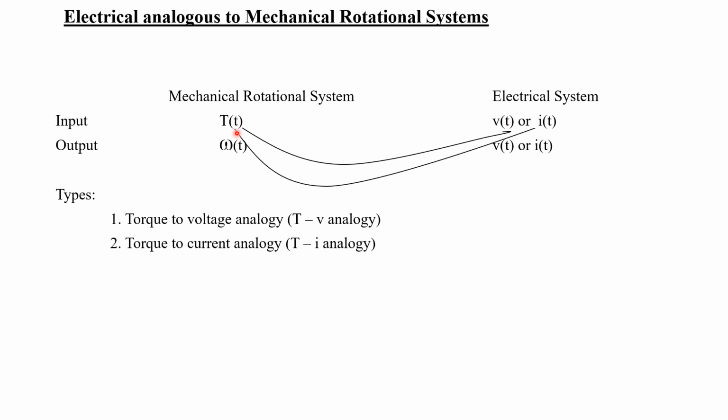So similar to the input as well as output, we have to convert each and every element of the mechanical rotational system into its corresponding electrical component. When we transform the input torque of the mechanical rotational system into a voltage signal of electrical system, you will be having an analogy that is nothing but torque to voltage analogy. When we transform the input torque of mechanical rotational system into an input current of electrical system, we have a torque to current analogy. Now we are going to see each analogous circuit.